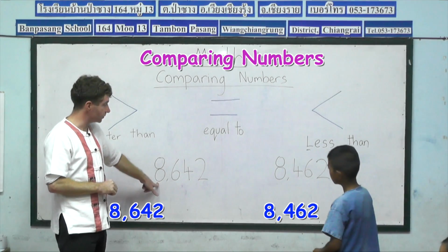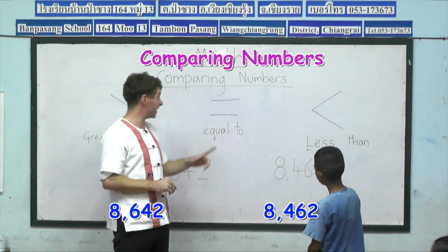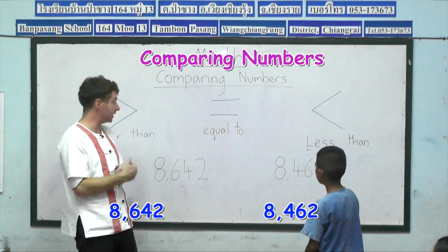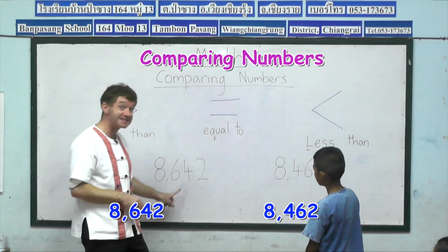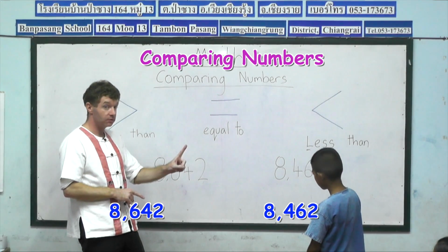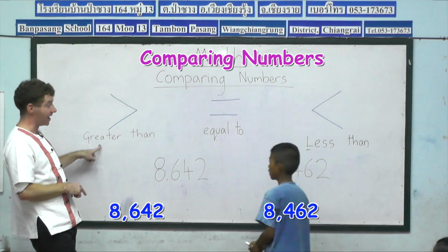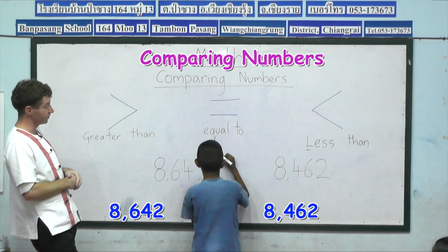We can start on the left. Is 8 bigger than 8? No, that's equal. So then we move to the next column in the place value. 6 and 4. Now, is 6 bigger than 4? Yes. So we can say greater than. So we can use this symbol to represent the two numbers.